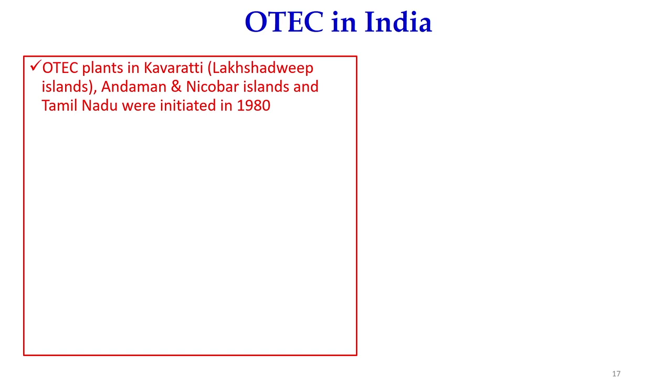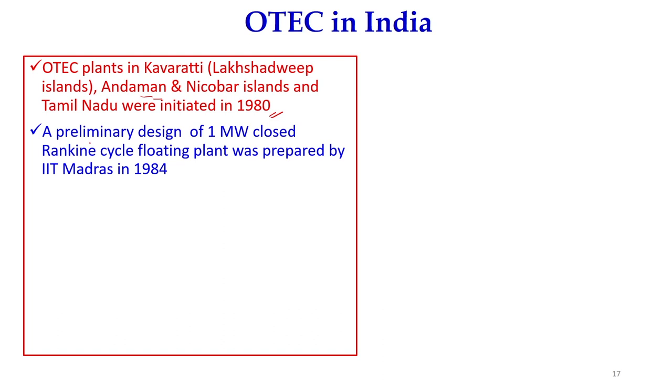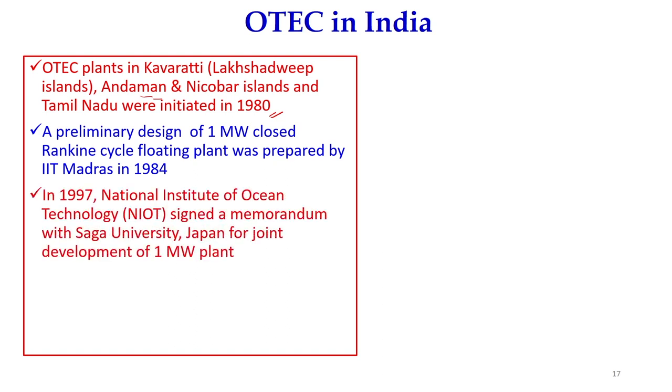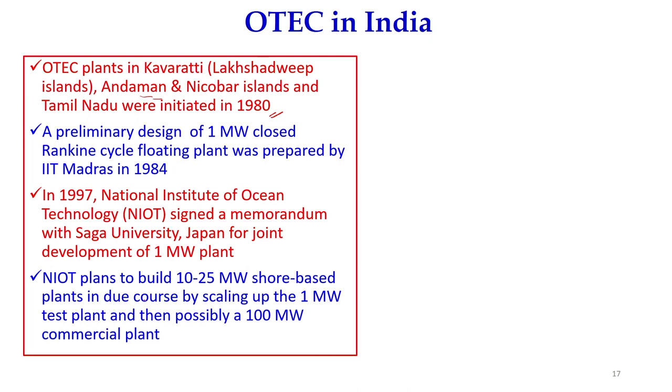So in the Indian context, this plant was installed in the 1980s in Kavaratti, which is located in Lakshadweep Island, and in Andaman Nicobar they have planned. A preliminary design of a 1 megawatt closed Rankine cycle floating plant was prepared by IIT Madras in 1984. And in 1997, the National Institute of Ocean Technology signed a memorandum of understanding with Saga University, Japan for joint development of a 1 megawatt plant. The same institute plans to build about 10 to 20 megawatt shore-based plants in due course by scaling up the 1 megawatt test plants, and then possibly a 100 megawatt commercial plant.